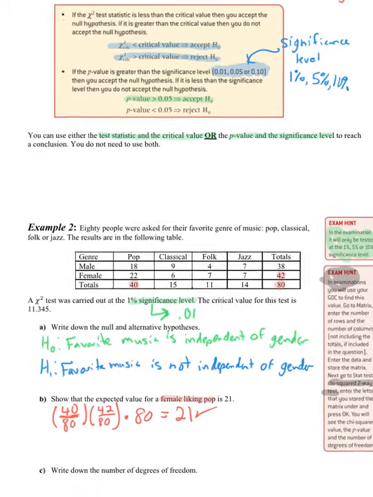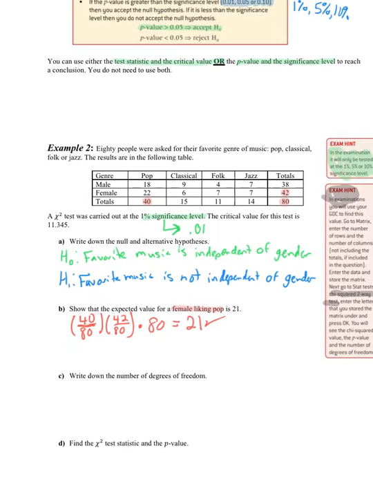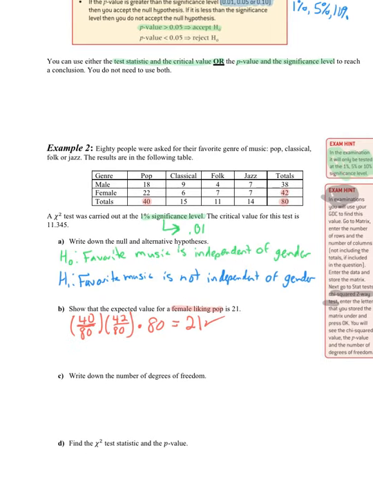Now, part C: write down the number of degrees of freedom. So we have to determine the size of the matrix, which we're going to need to do for the chi-square anyway. This is 2 rows, 1, 2, 3, 4 columns. So it's a 2x4 matrix. Degrees of freedom is lowercase v. It's going to be 2 minus 1 times 4 minus 1, which is 1 times 3, so 3. That's our degrees of freedom.